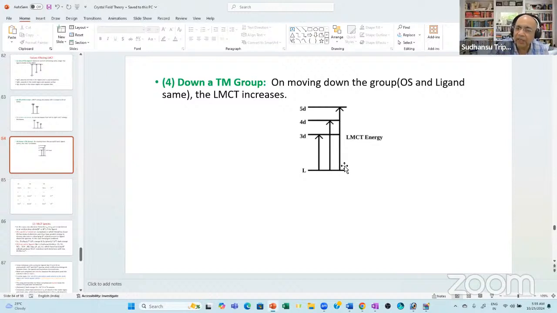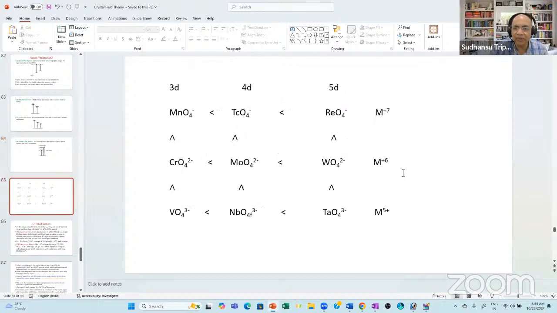Even all of them can fall in the visible region depending on the ligand, but you can differentiate between them by whose delta o is more. I mean, whose crystal field energy is more, and accordingly you can predict which region it will absorb and what will be its emitted or transmitted color. So these things I have written.